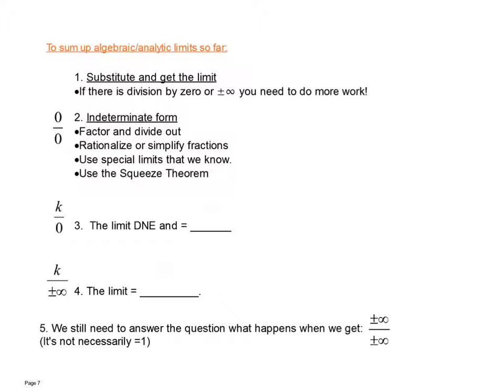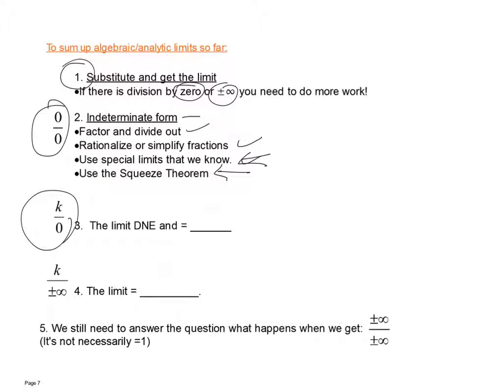So to make a quick summary of what we've talked about so far, both this time and the last few times that we've been in class. First, when you want to do limits, you always substitute. If there's division by 0 or infinity, we need to do some more work or some thinking. If we get 0 over 0, that's called an indeterminate form. We're going to try things like factoring, rationalizing or simplifying fractions, and using any special limits. The squeeze theorem in particular is what we're going to talk about.